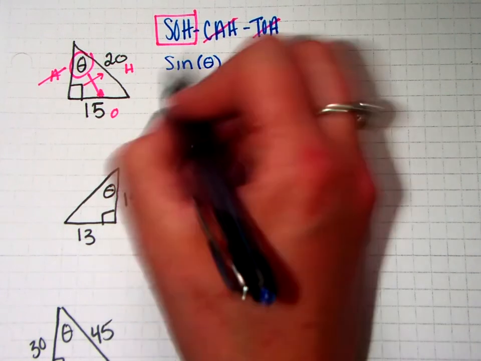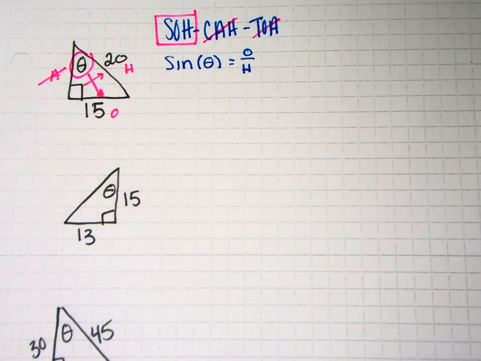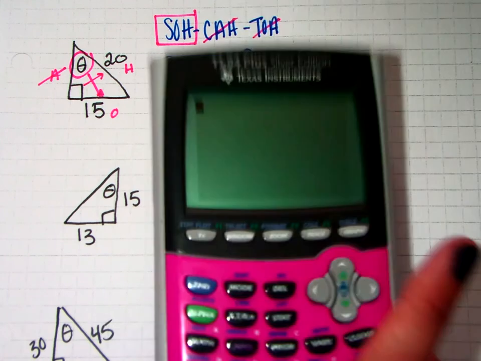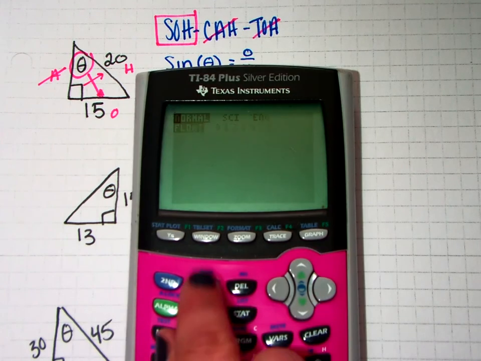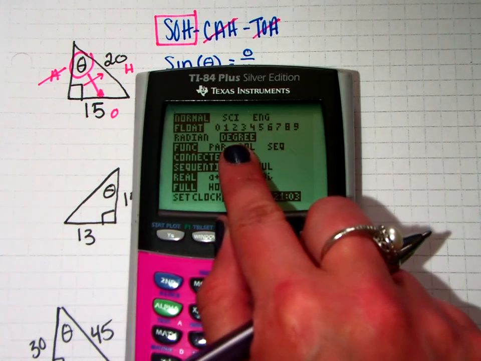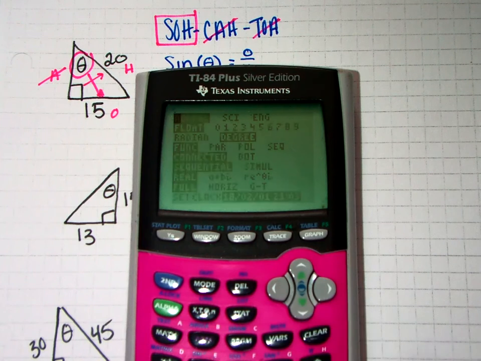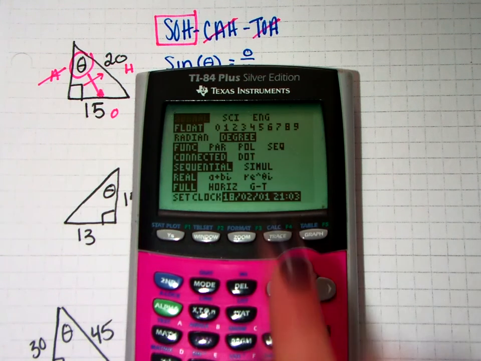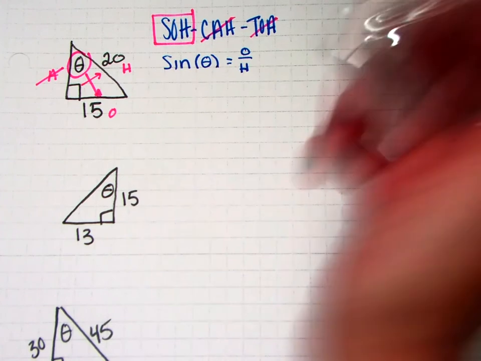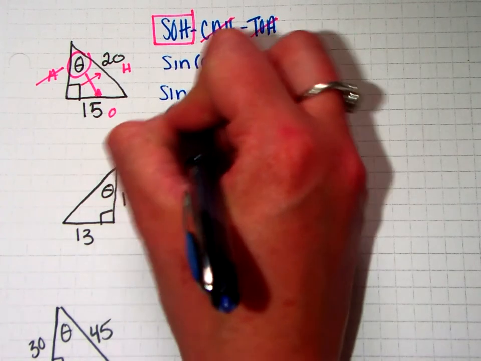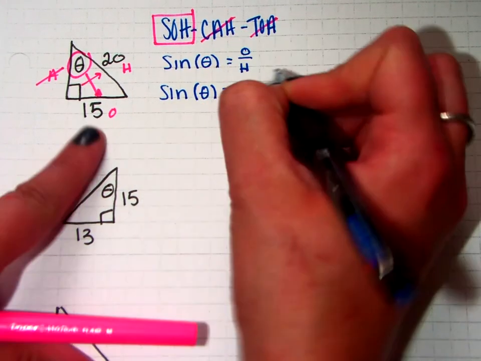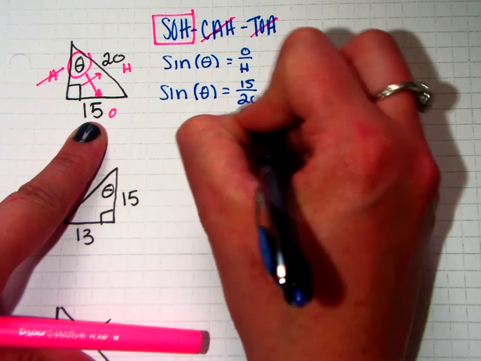Sine of theta equals O over H. And before I do anything with my calculator, I want to make sure it's in the right mode. So to do that, I press the mode button. I can see the degree is highlighted, so I can just press clear and move on. Just take the time to press mode and check your calculator. So now we're going to substitute. Sine of theta equals 15 over 20.